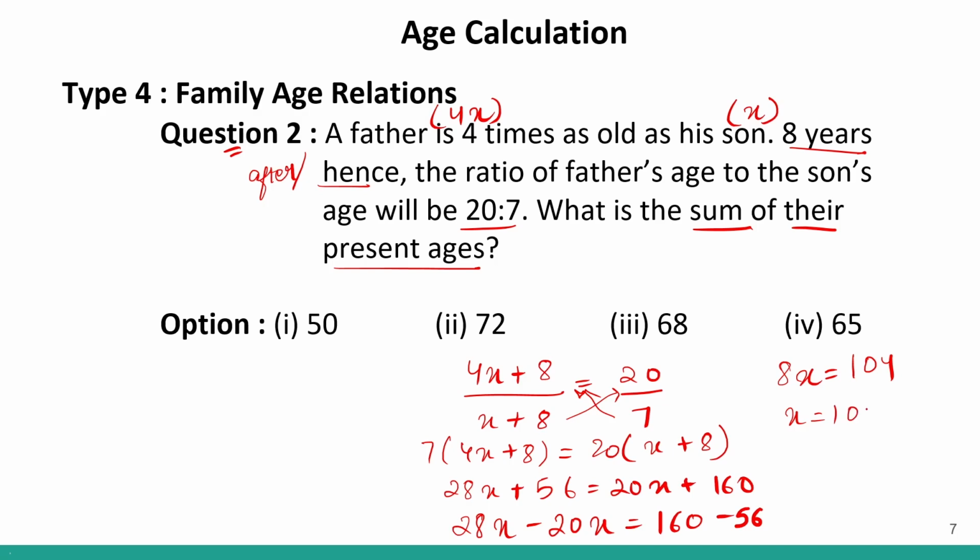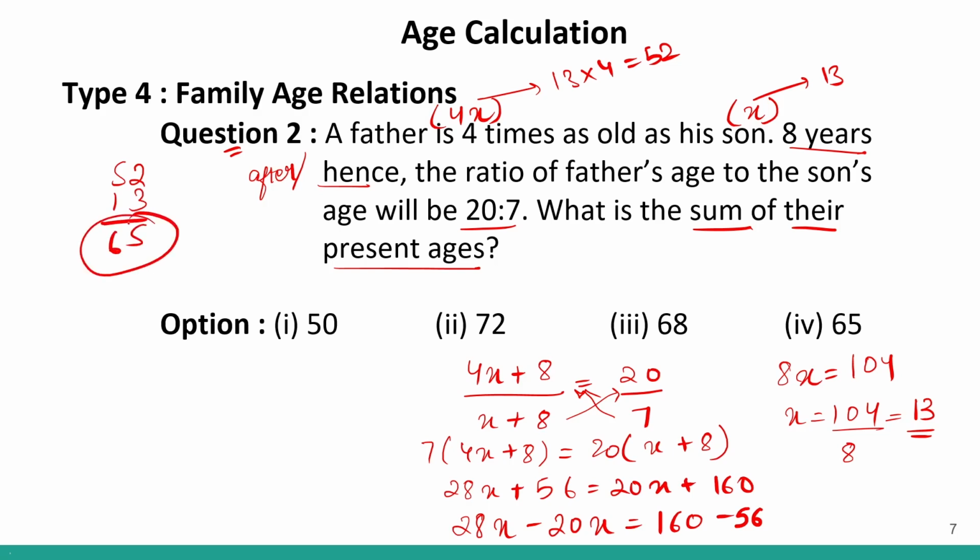So x will be 104 upon 8. 8 ones are 8, 2 will be carried. 8 threes are 24. So the value of x is 13. So the present age of the son will be 13 and the present age of the father will be 13 into 4, which is equal to 52. So the sum of their ages will be 52 plus 13, and the sum of their present ages will be 65. This is given in option number 4. So option number 4 will be your correct answer to this question.